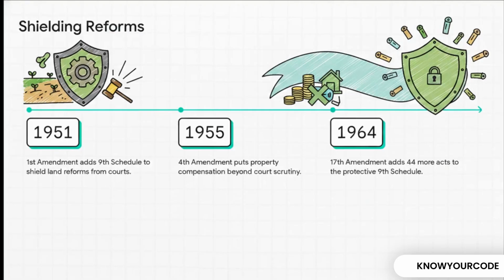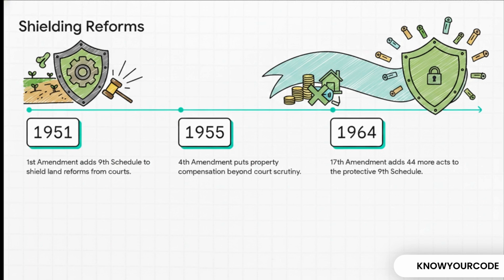Moving to Section 2, Land Reforms versus Rights, the early constitutional tug-of-war. Almost immediately after the Constitution was written, a massive clash erupted. On one side, the government desperately wanted to enact sweeping agricultural land reforms to redistribute wealth. On the other side, individual citizens had a fundamental right to property. Parliament kept trying to take land from wealthy landlords, and the courts kept blocking them. So what was the fix?